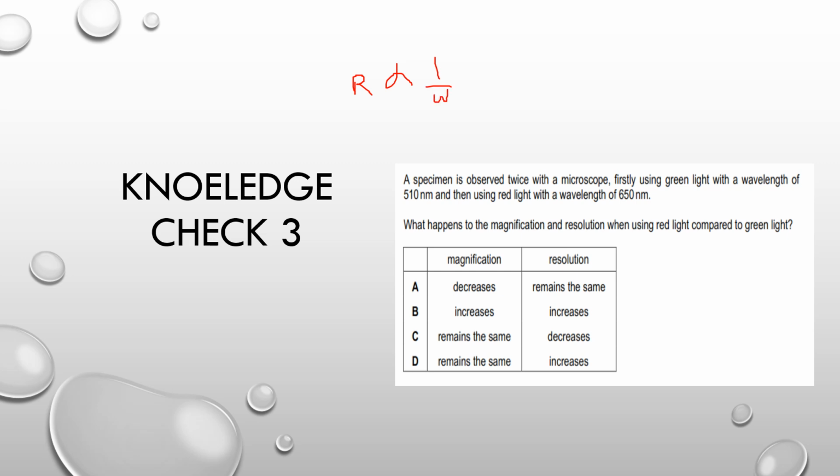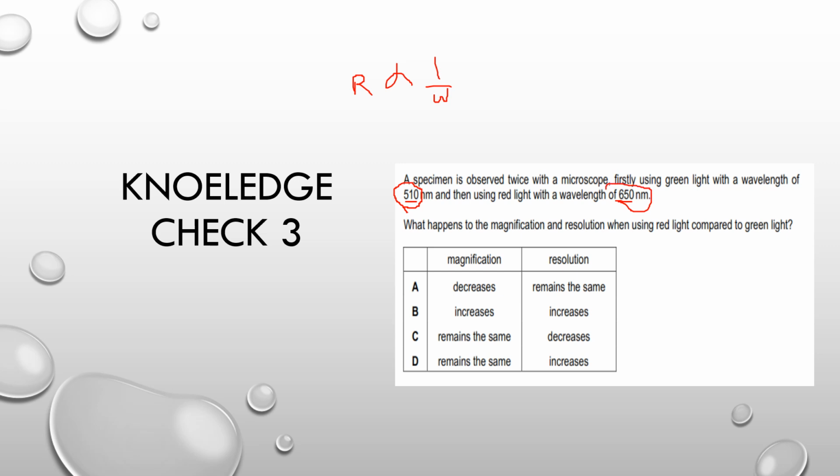Wavelength. The higher the wavelength, the lower the resolution. If you check these two, which one is higher? Of course, this is higher, because it has a lower wavelength. A shorter wavelength has a higher resolution than a longer wavelength.